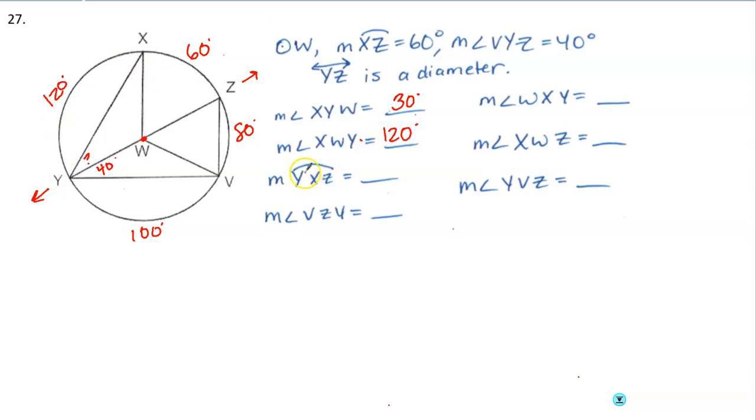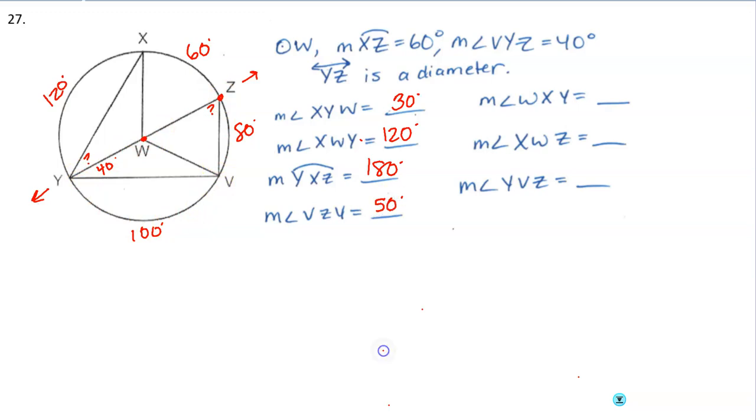Arc YXZ. This is the arc. Y through X to Z. Well, that's a full semicircle, so 180 degrees. How about VZY? Angle VZY is this angle here. That's on the circle, so it should be half the arc. Follow it out. It intercepts the arc of 100, so that would be half of that, so 50.